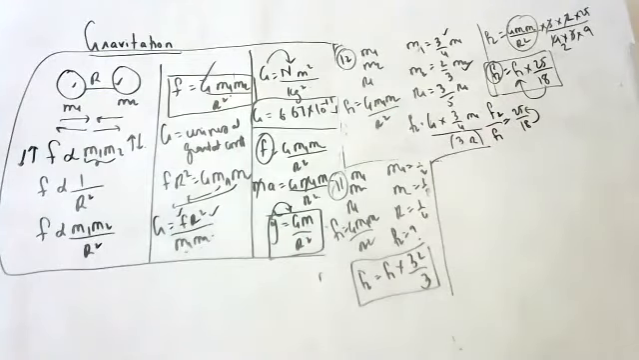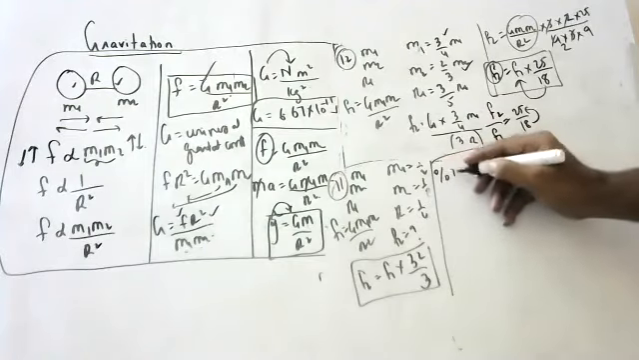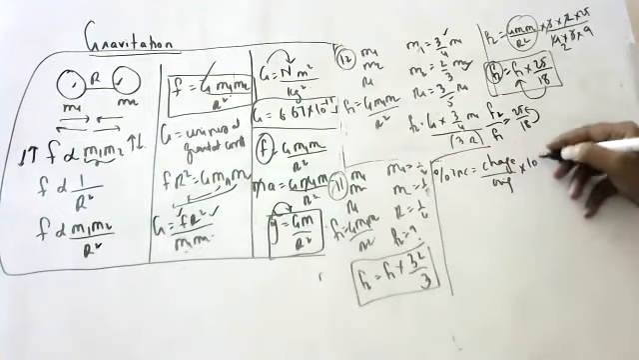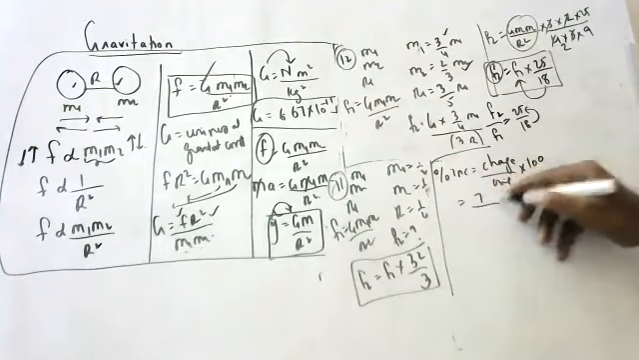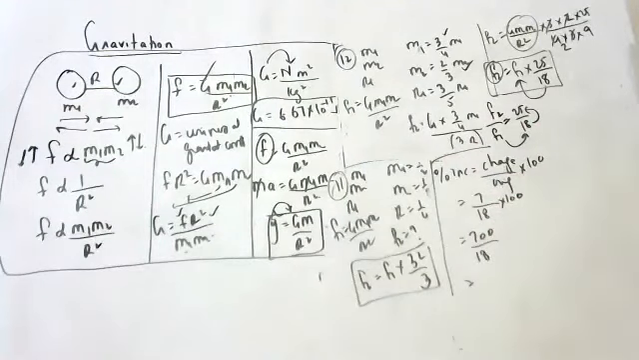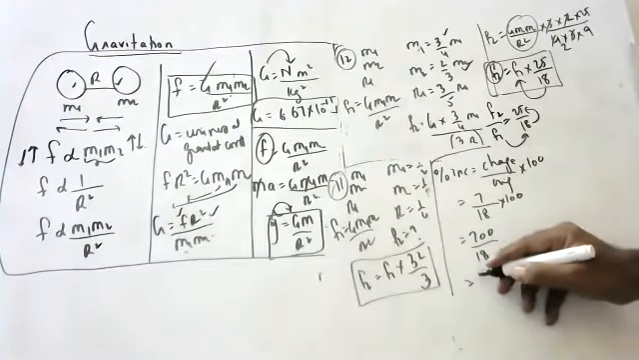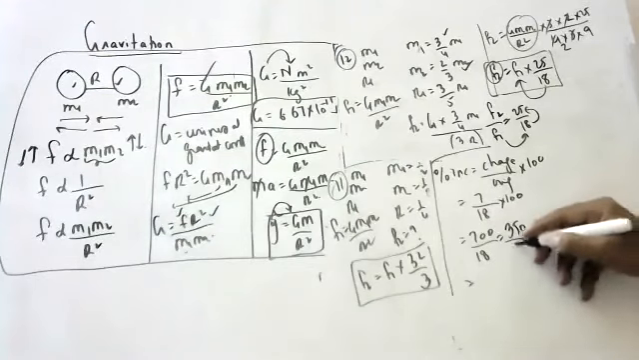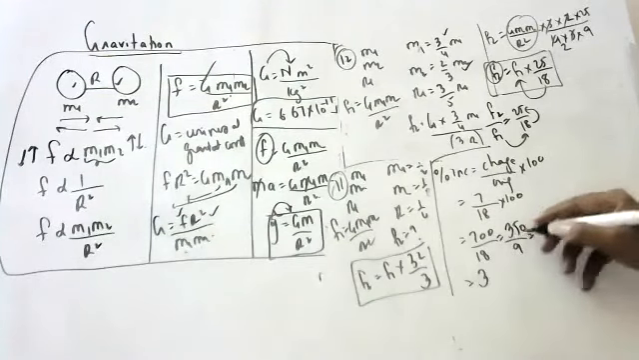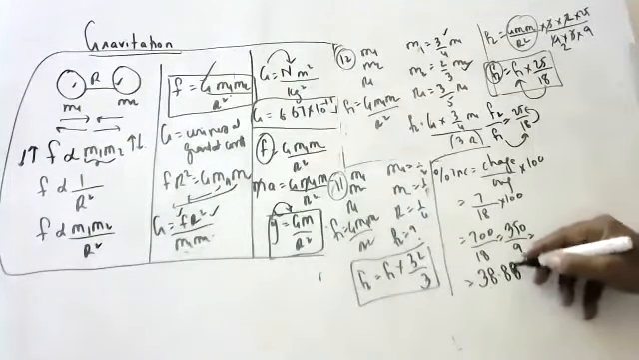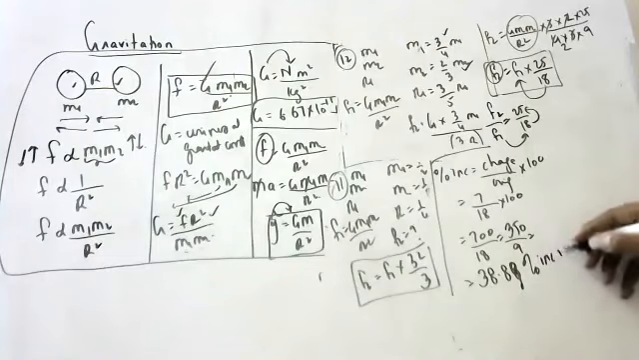Increasing, sir. Percentage increase formula, what did I say, children? Change by original into 100. Change is how much? Change is 7. Original is 18 into 100. Can anyone help me? 700 by 18 is how much? 350 by 9. 9 3s are 27. 38.88. We can say 38.88 or 89 percentage increase in the force.